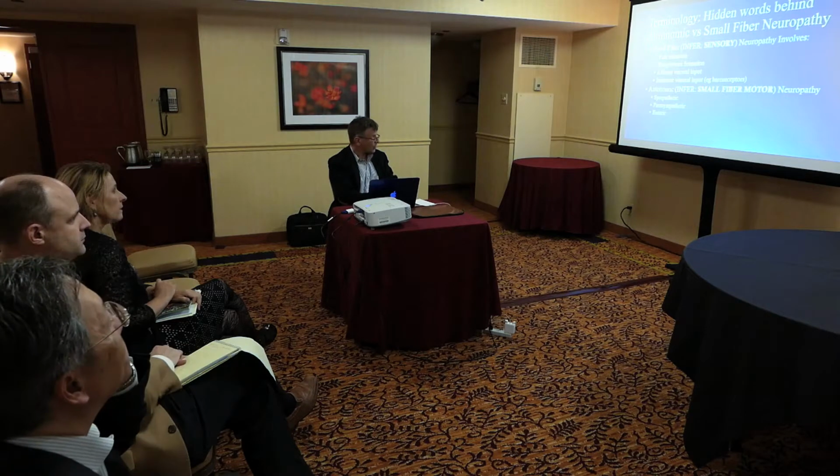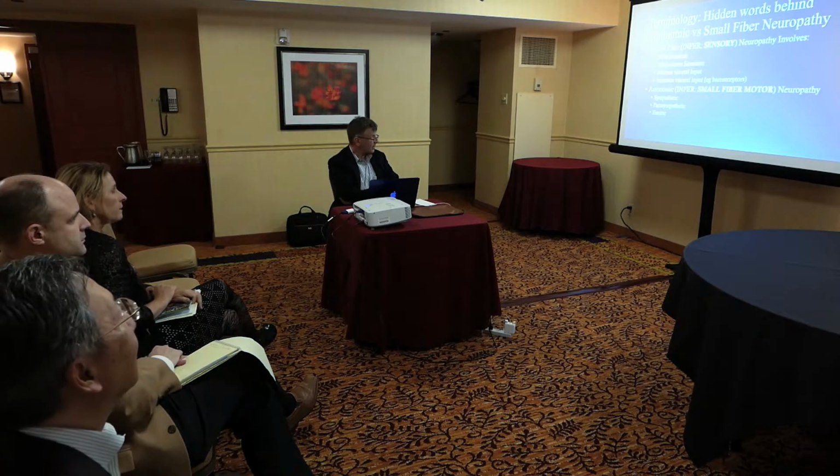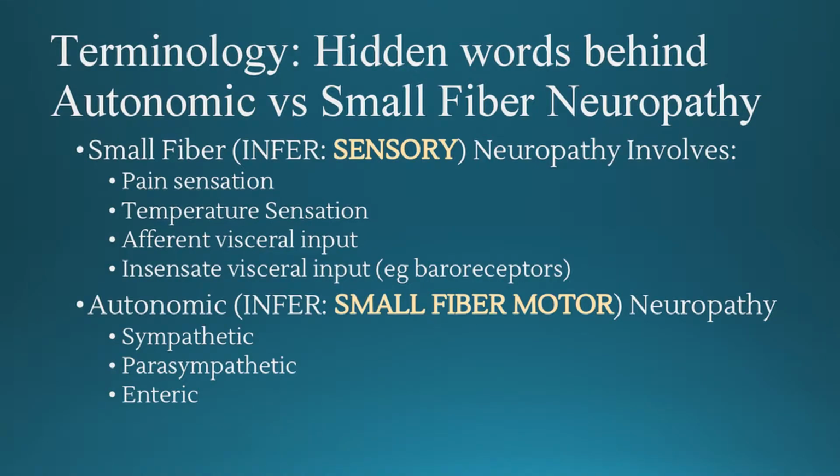So just one word on small fiber neuropathy. And I think just about all of us here are neurologists, so we know this. But we have this funny terminology, small fiber neuropathy and autonomic neuropathy, which really doesn't make that much sense compared to large fiber. In large fiber, we say you have a sensory neuropathy, you have a motor neuropathy. And we should use the same terminology in small fiber. So a small fiber neuropathy infers sensory.